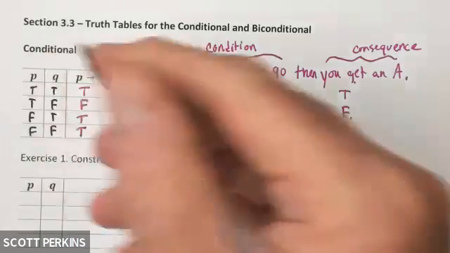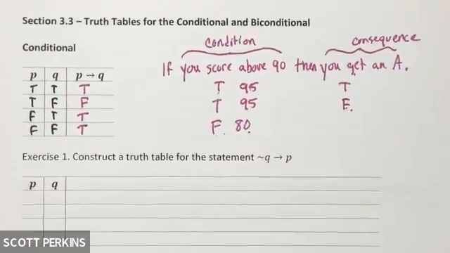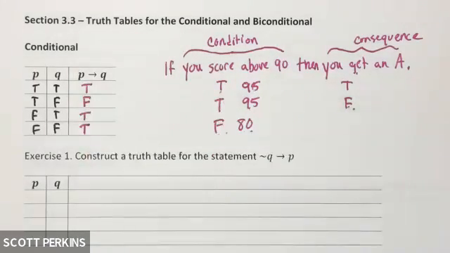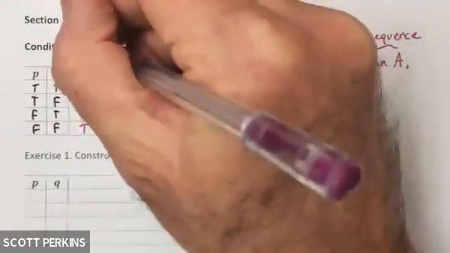This is the conditional statement. Let me just make this other statement before we do our problem. The conditional statement is the only one of the 5 connectives where order matters.